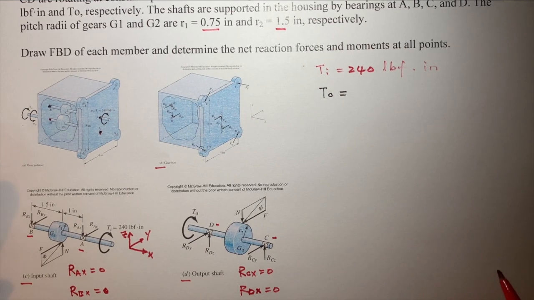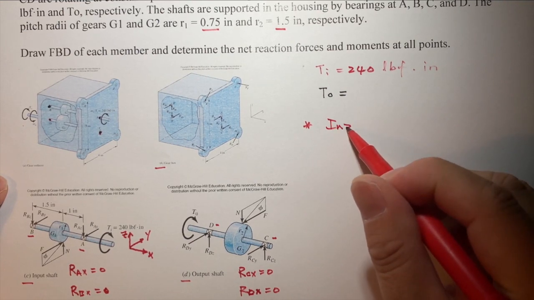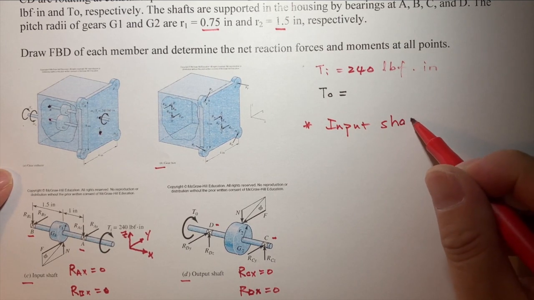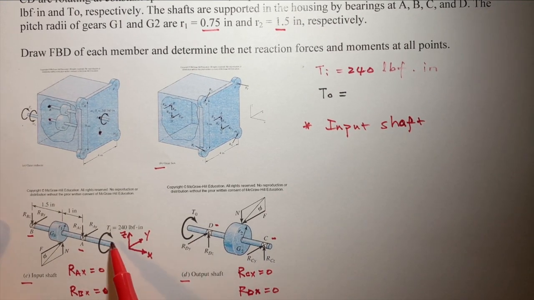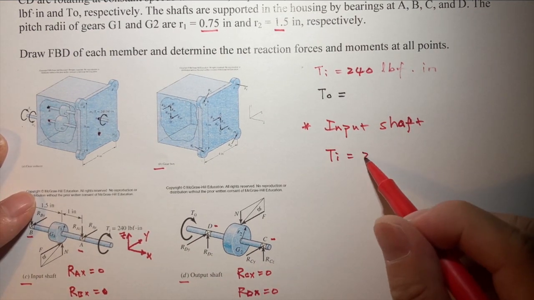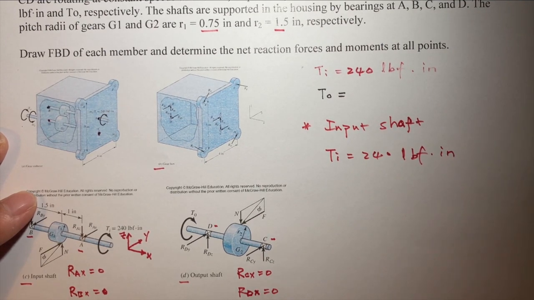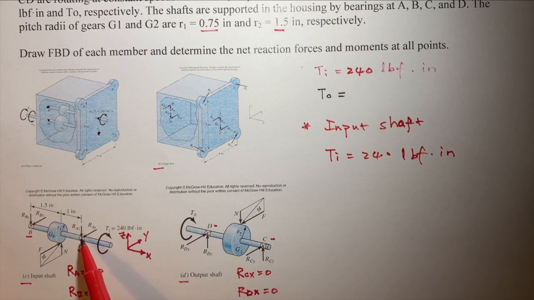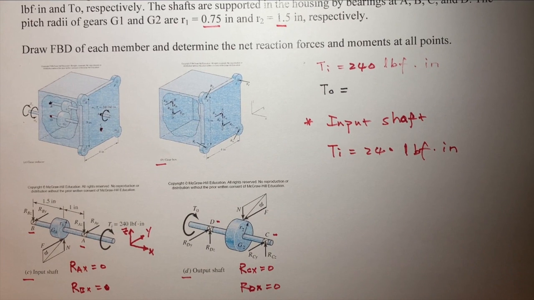So now let's look at the input shaft. This is the input shaft. And TI is the input torque, equal to 240 pound-force inch. And so now the reaction forces here. And also you need to find the gear force.